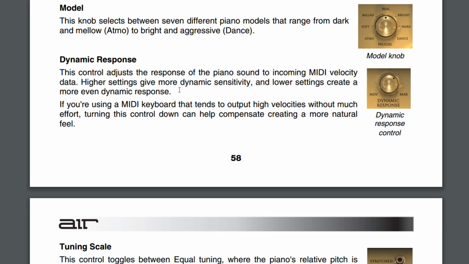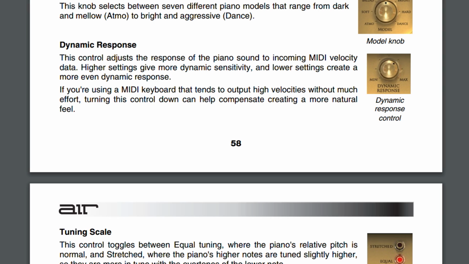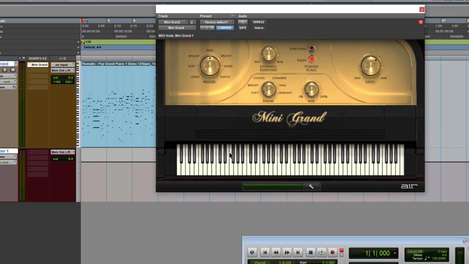Dynamic response, this control adjusts the response of the piano sound to incoming MIDI velocity data. Now, I've explained this on several of the Native Instruments pianos that we've looked at. Higher settings give more dynamic sensitivity and lower settings create a more even dynamic response. So if you're using a MIDI keyboard that tends to output high velocities without much effort, turning this control down can help compensate, creating a more natural feel. Okay, let's go ahead and pop in to those things.